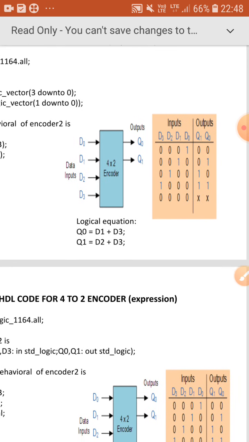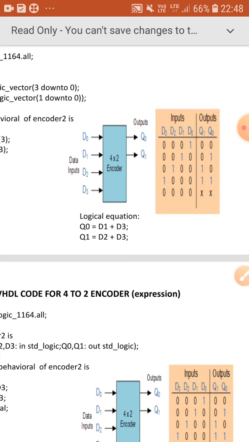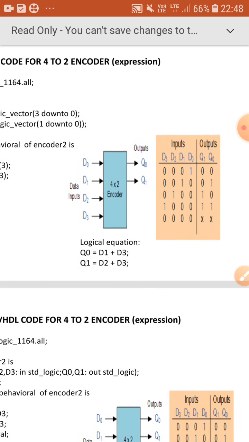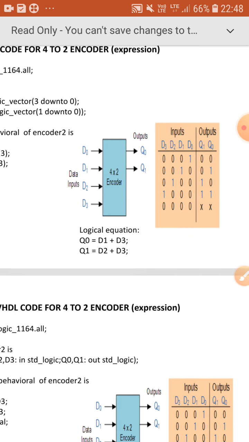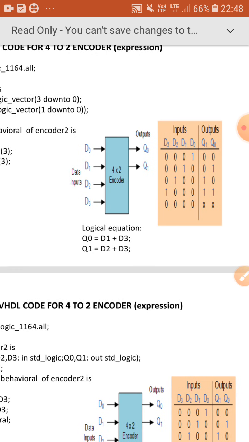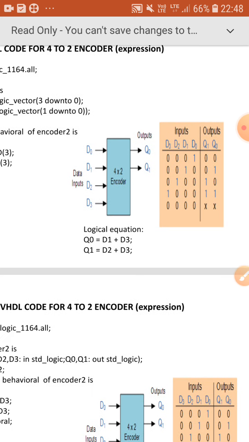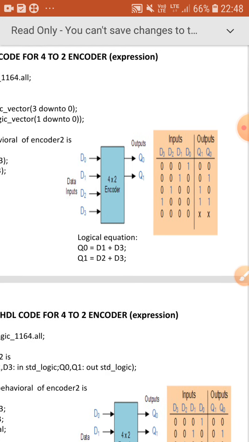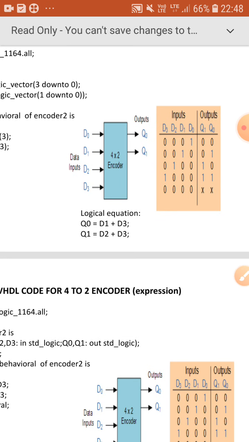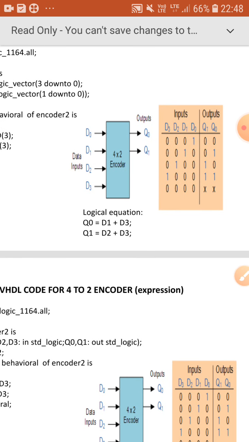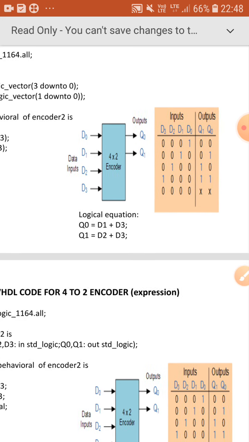You see the column Q1. Q1 is equal to 1 when D2 or D3 is equal to 1. So Q1 is equal to D2 or D3. Here Q1 is equal to D2 plus D3, plus means logical OR.